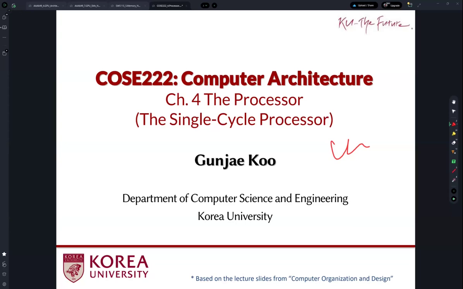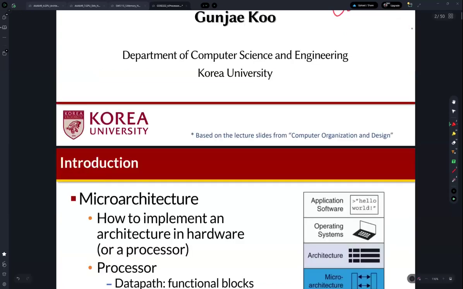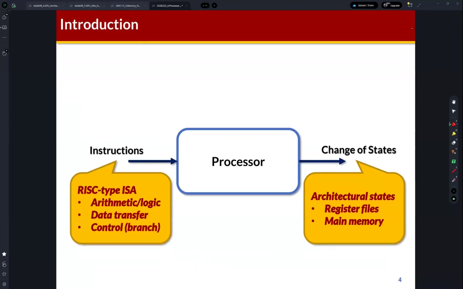Okay. So chapter 4 is a very important chapter in the computer architecture course. In chapter 4, we will learn about the hardware architecture. In chapter 2, we learned about the instruction set architecture. The instruction set architecture defines the instructions used by a processor. As I mentioned, in chapter 2 we learned about this concept.